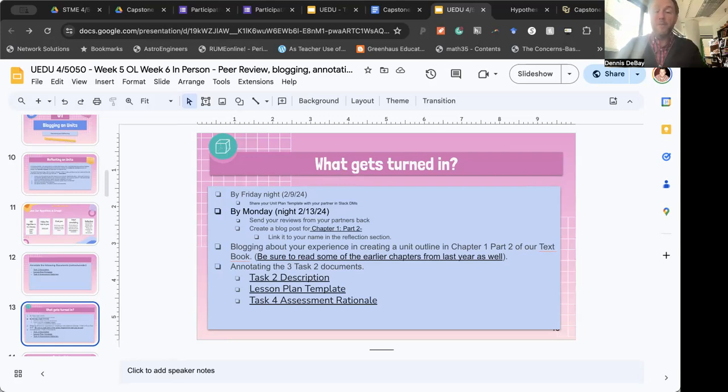Then what we're going to do from there, once we get back, is meet in person next time. And that time we're going to do a really deep dive into the work that we're doing. And as a reminder, I'm going to want you all to bring a lesson plan with you to class so that we can go through and have a chance to analyze it.